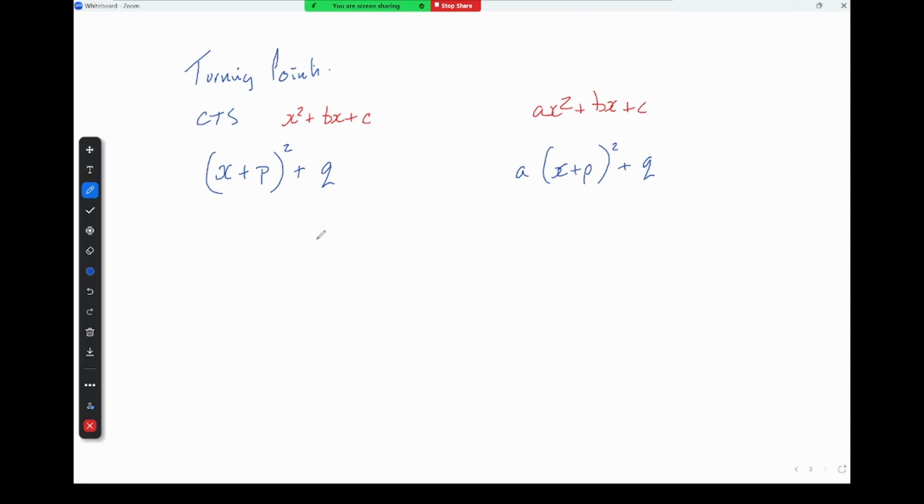I'm not going to necessarily go into it, but in both cases the turning point is going to be minus p, q. So whatever value you've got in there, you change the sign and you just keep the sign of what's in the other, and that's the turning point. And that's it. That's all of the points that I said I would cover: turning points, solving, and factorising.